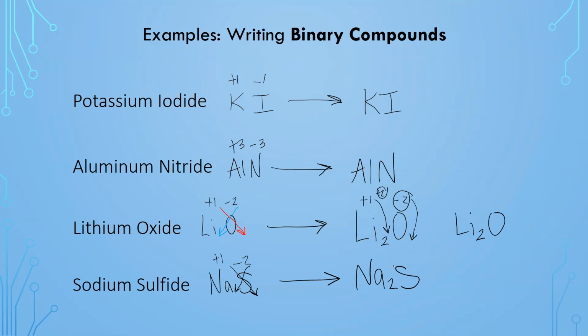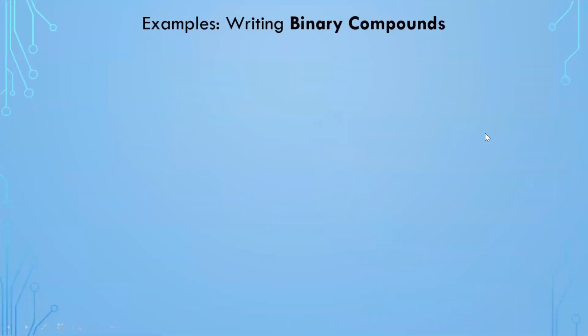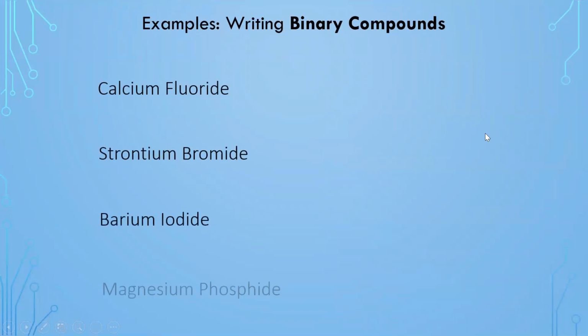If the charges do cancel, you don't write anything. So up here, the +3 and -3 canceled. I don't write Al3N3. It's not needed. Up here, the +1 and -1 canceled. I don't write the subscripts. You only write subscripts if you're canceling charges by crisscrossing. Okay. Try these ones. Pause your video, and then we'll come back and show you the answers.